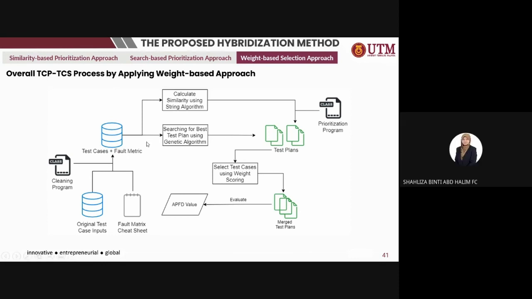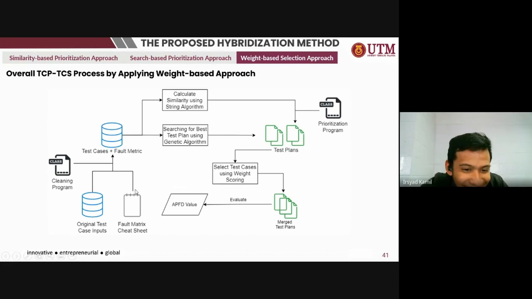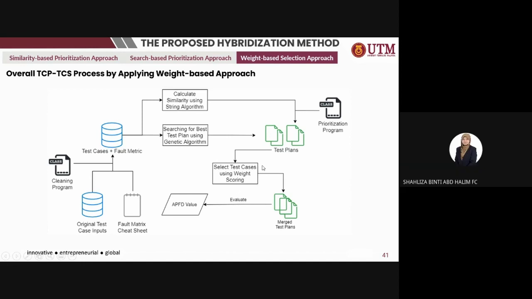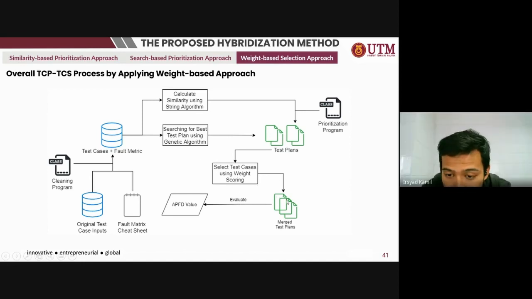Okay, so this is the process contribution. If you can see it here, for the first process we calculate the similarity, and then the next process we search the test plan. So here we have the two test plans from each experiment, for the similarity and search space. From there, I merge and select test cases using weight scoring. This is the contribution of my research: the merged test plan.